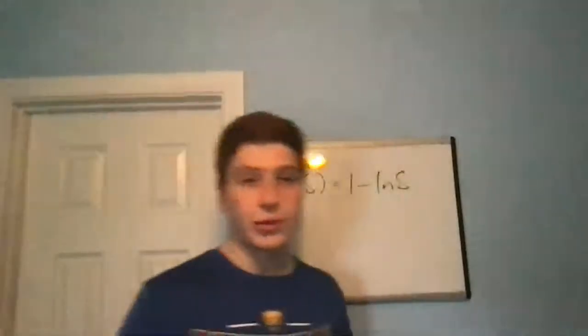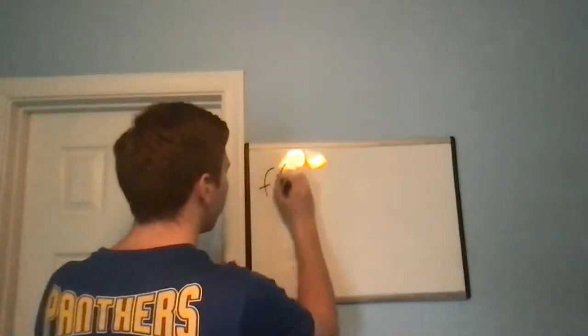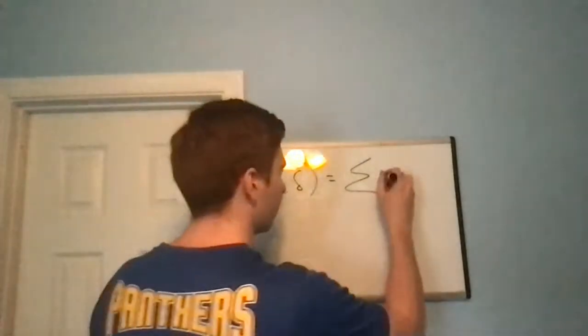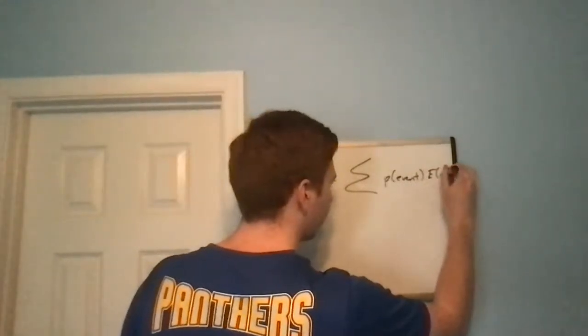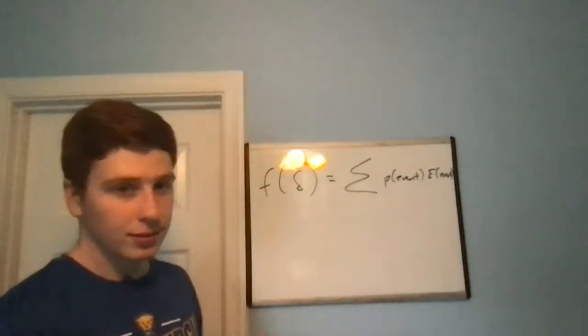Okay. Lastly, let's do solution 3. Solution 3 will be very similar to solution 2, but with a bit of a twist to it. So as before, we're going to write f of delta as the sum of the probability of some event times the expected value of that event, right? Expected value formula, okay? I know that's disgusting, but you heard me say it.